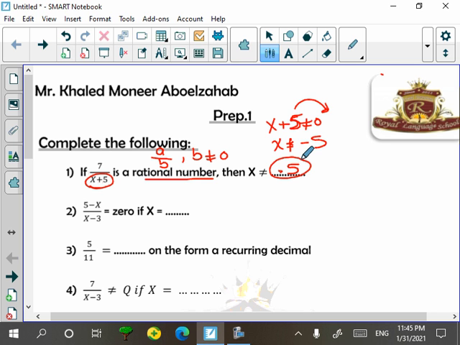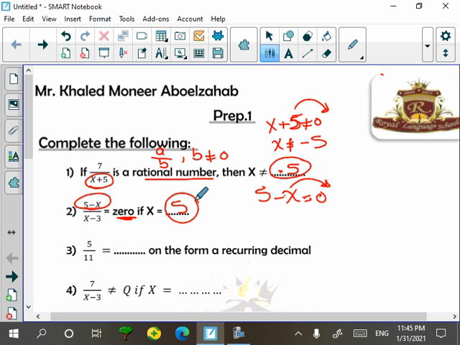Number 2: 5 minus x over x minus 3 equals 0. When it equals 0, the numerator must equal 0. So 5 minus x equals 0. Moving x to the right-hand side, x equals 5.